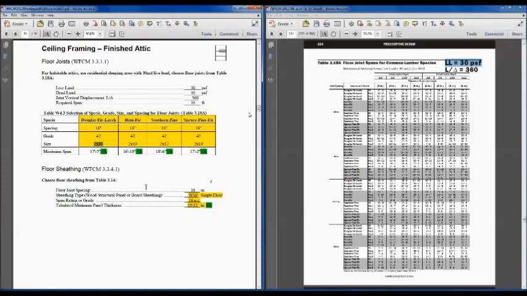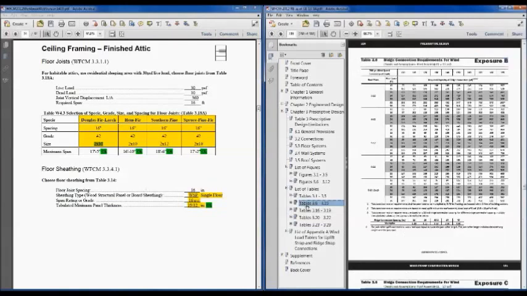Then the other table that's pretty handy is a floor sheathing table, table 3.14.